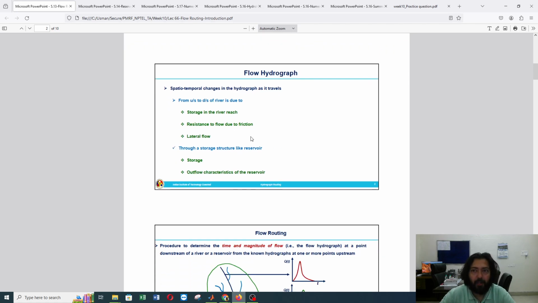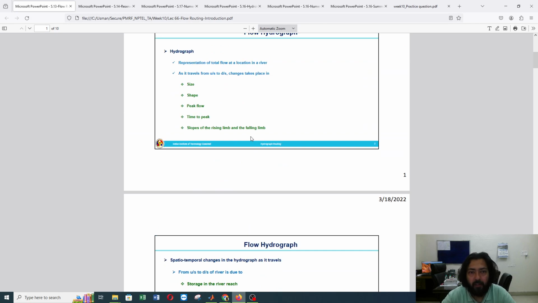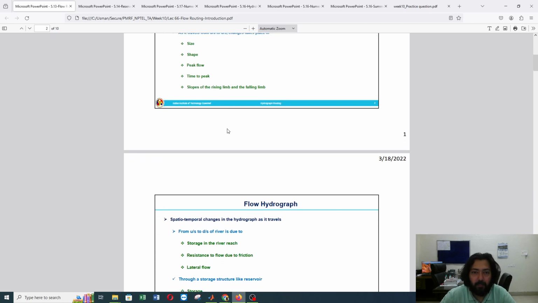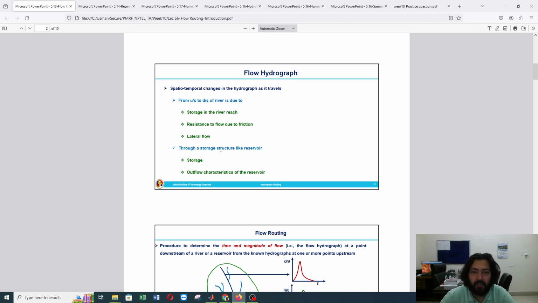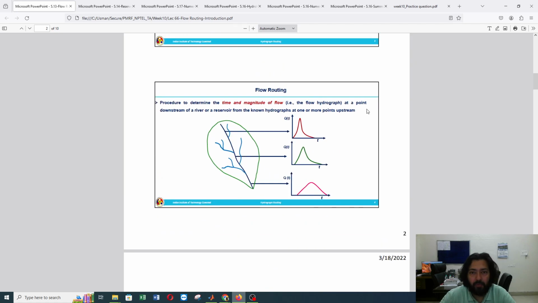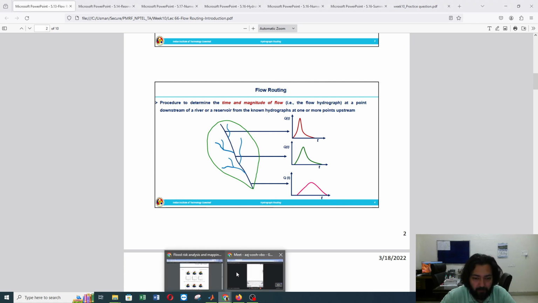So this was all about what will happen when we plot a hydrograph upstream of a river and what will happen downstream. There will be changes in size, shape, peak flow, time to peak, and slope of the rising limb. And this happens in two scenarios. First, when it is traveling from upstream to downstream, and second, if there are changes in a storage structure like a reservoir. Now we'll come to today's topic, that is flow routing or flood routing. Let us define what flood routing is.